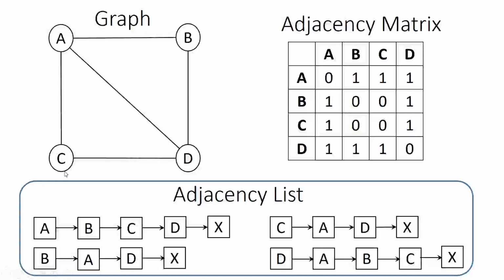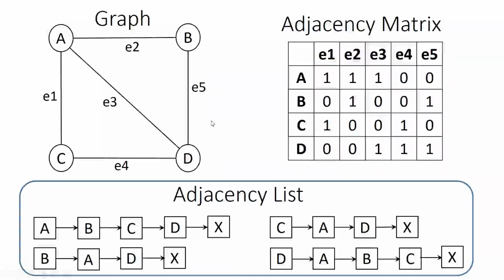So C is connected to A and D: C, A, D and null pointer. D is connected to all, A, B, C. So we say D, A, B, C, null pointer. Like this we can find the adjacency list for a given graph.